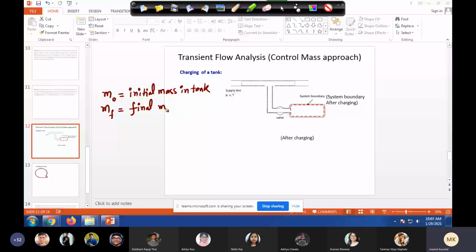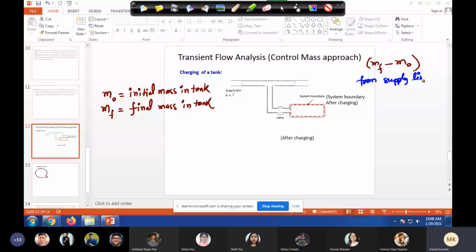So how much gas have we filled in this tank? MF minus M naught. So what we have filled is MF minus M naught from the supply line to the tank. That's what we have passed.